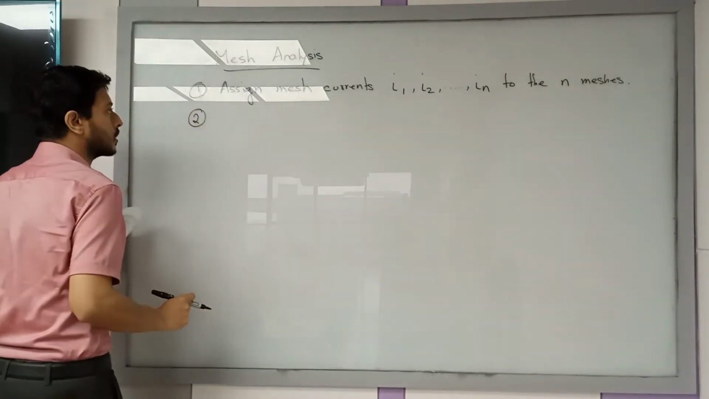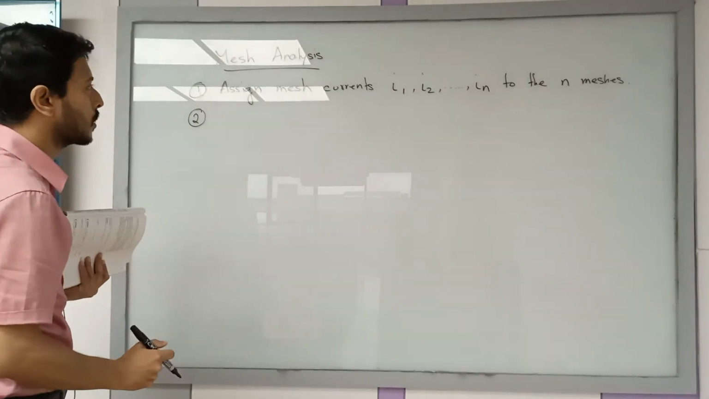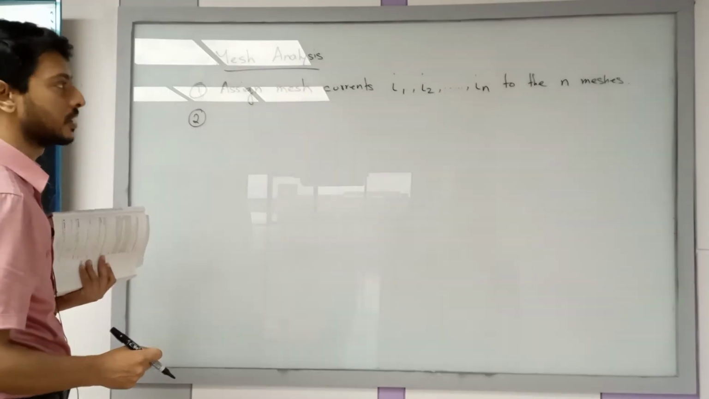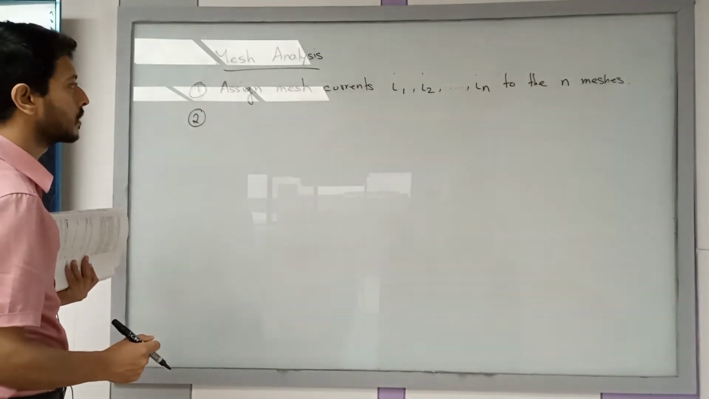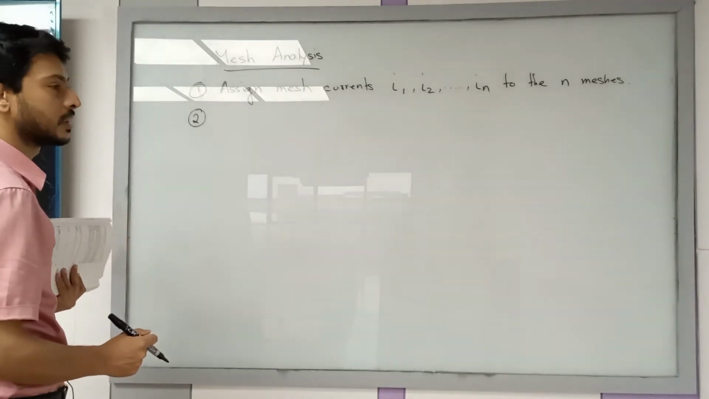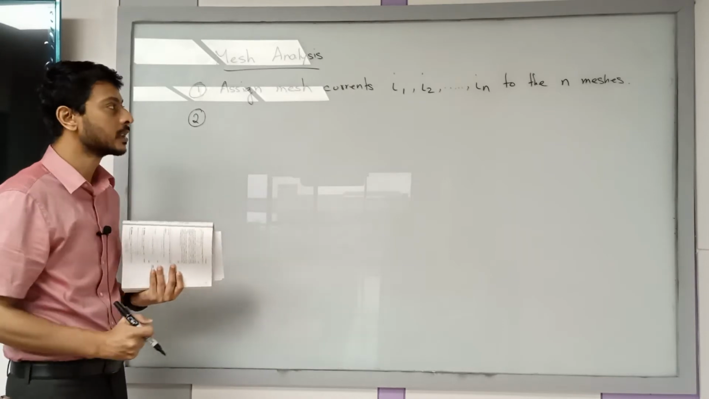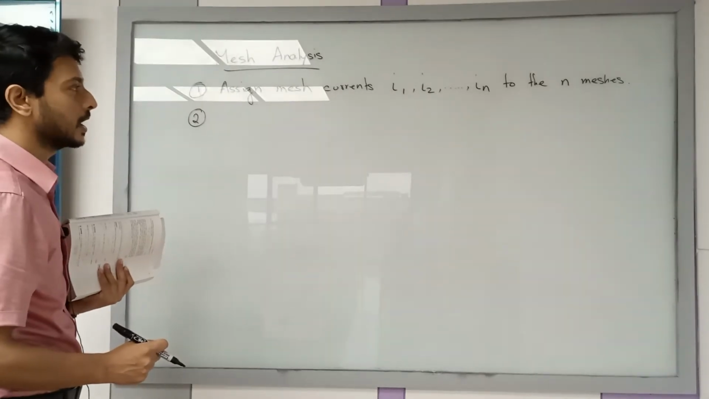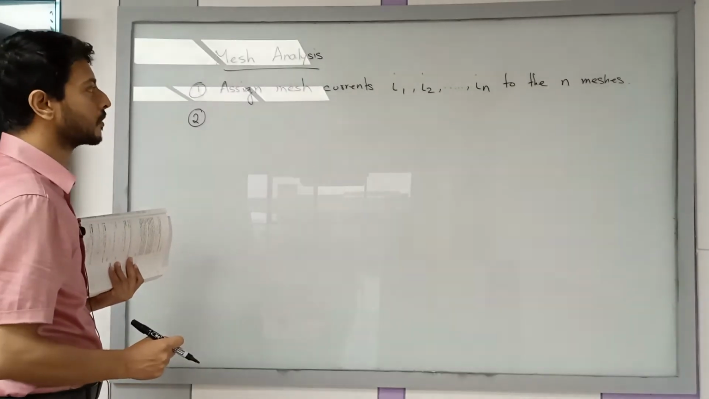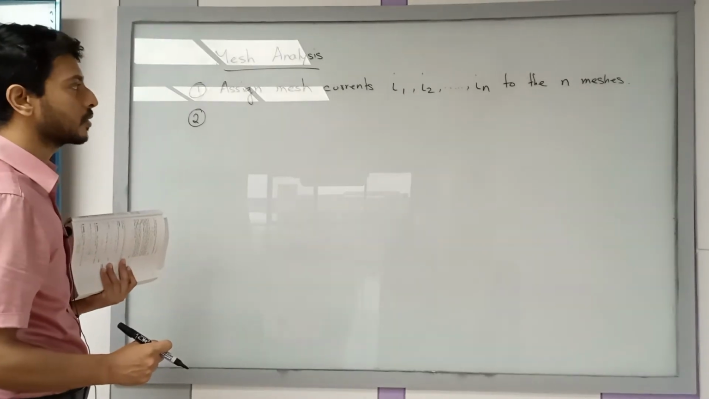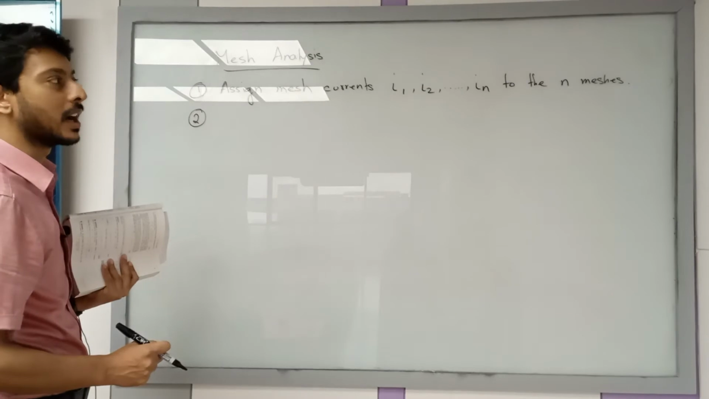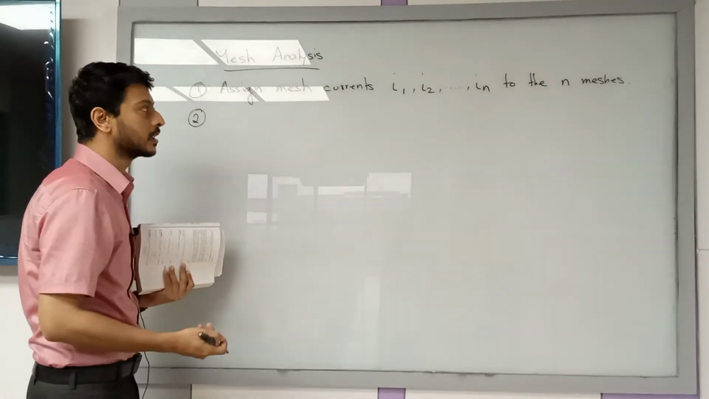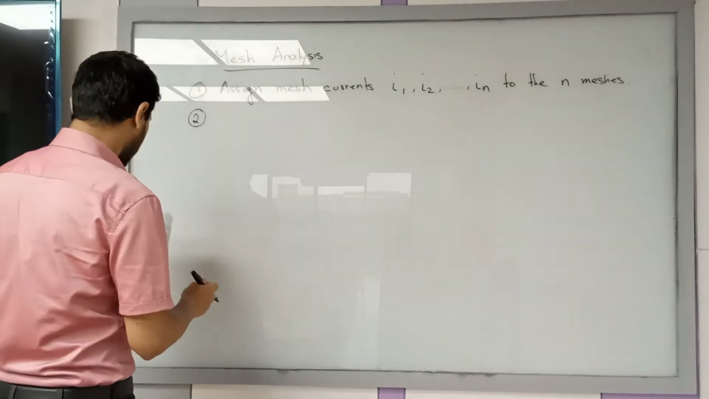So first you need to assign mesh currents. When you get a circuit, when you analyze a circuit, you need to find the nodes first. Then you need to find how many independent loops there are. There should not be overlap of loops. Those you have to mark with mesh currents. Each loop will carry a different mesh current, so you have to name them individually I1, I2. If you have n individual loops, you have to name them till In. So this is the first step.